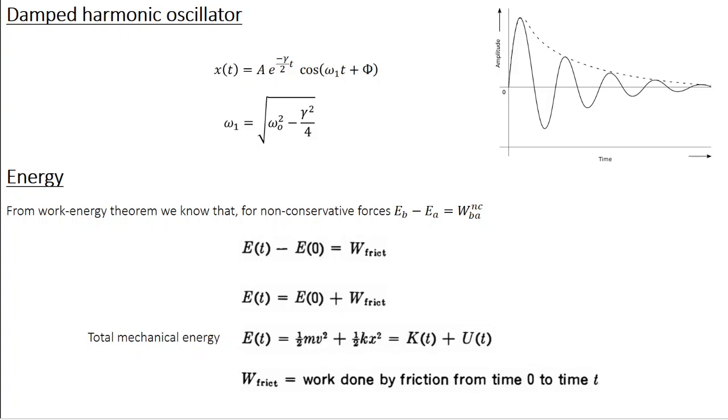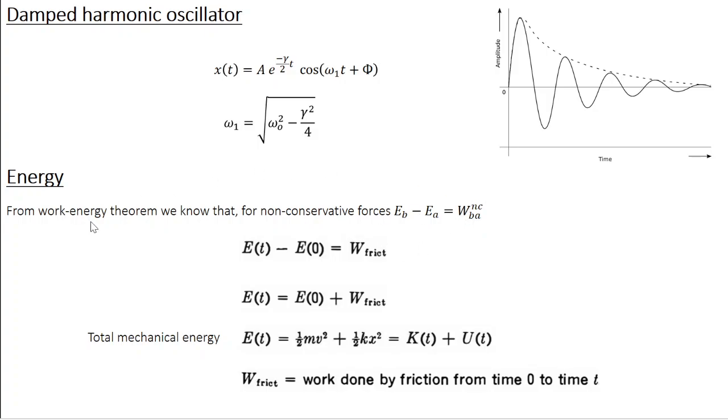From last semester, we know that the work energy theorem for a non-conservative force field is given by E_B minus E_A equal to W_B,A^NC. Here we are talking about a particle which moves from initial point A to final point B. So E_B is the final energy and E_A is the initial energy, and W^NC is the work done by the non-conservative force to move the particle from initial point A to final point B.